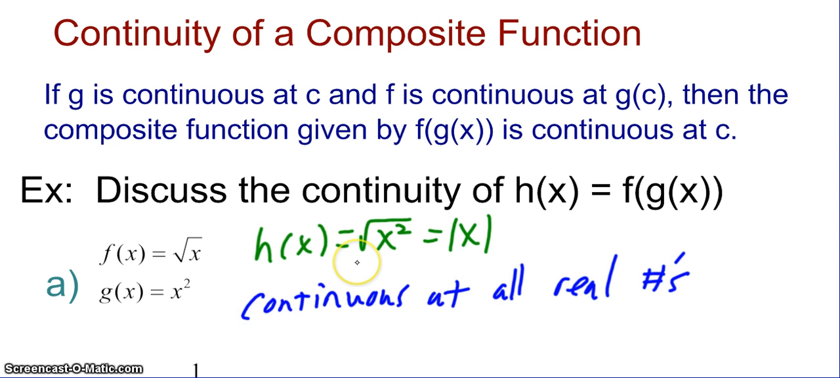Okay, so first I find h of x, which is the square root of x squared, which remember by definition is the absolute value of x. And so if we look back up here, g is continuous at c. In this case, g is continuous everywhere. f is continuous at g of c, sorry, and that's saying the absolute value of x. So therefore, h of x is continuous everywhere as well. So it's continuous at all real numbers.